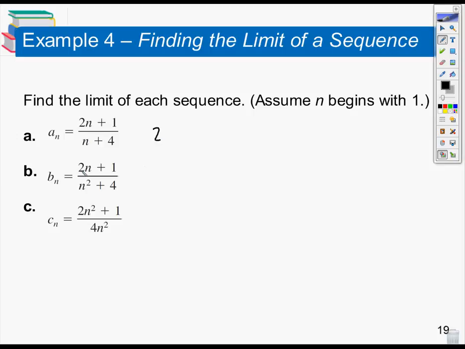Cool. What about b? On b, I have n squared on the bottom, I have n to the first on the top. That means my top value is less than my bottom, which implies I don't have to do any work. The limit of this one's going to be 0. And then lastly, on the bottom, I have n squared and I have n squared. They're the same, so I'm looking at a ratio between their coefficients, 2 over 4, 1/2.